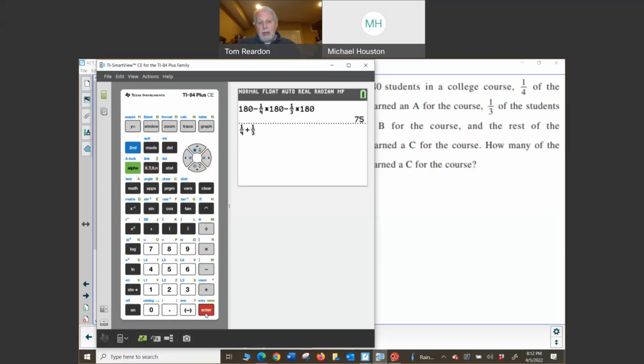So I'll add those two together. And now I want to take 180 times that. And so I'm being lazy. I'll just say times. And then right above the negative sign, I press second negative sign. And it says, give me the last answer. And it'll automatically substitute 7/12 there. And then I get the same answer. Whoop.